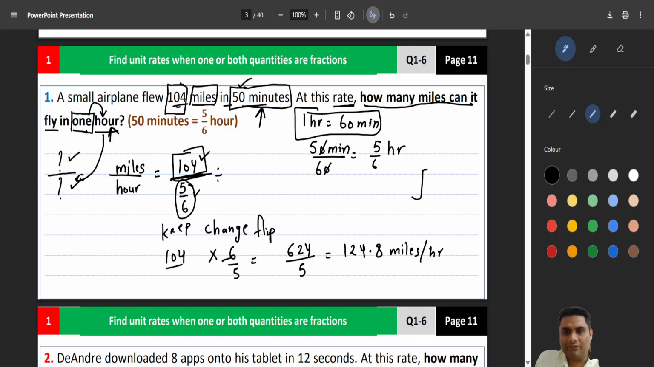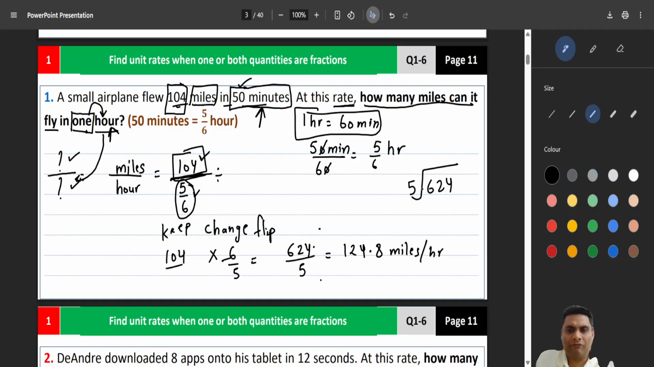We will make the division box, then we have 624 divided by 5. The upper number goes inside the divide box and the lower number goes outside. The upper number is the numerator, the lower number is the denominator. I'm using upper number, lower number so that the students can understand easily, but their names are numerator and denominator.